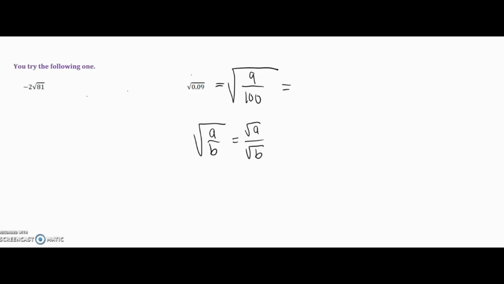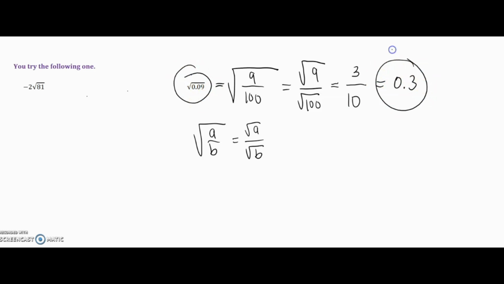So I'm going to do this for this particular problem. If I separate it, I get the square root of 9 divided by the square root of 100. But the square root of 9 is really 3, and the square root of 100 is 10. If I convert this back into a decimal, I get 0.3. So the square root of 0.09 is 0.3. How did you do?